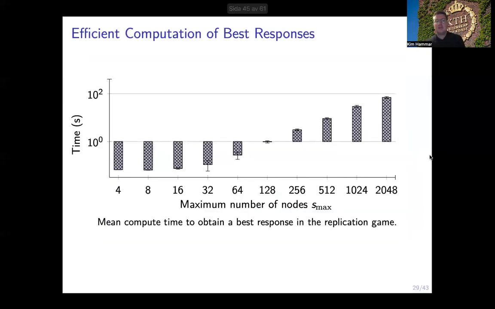So here is the mean time to obtain a best response for the controller for different sizes of the system. And we can see that even for very large systems, like 2000 nodes, we can obtain a best response in just a couple of minutes.